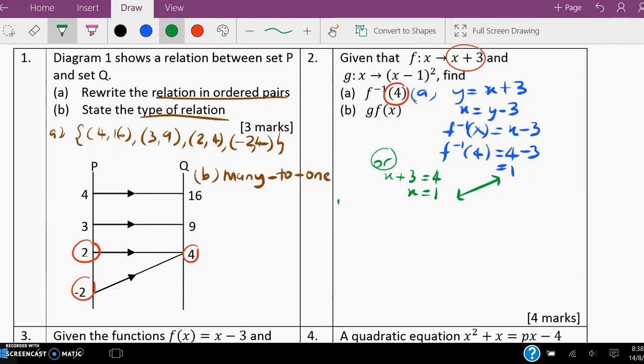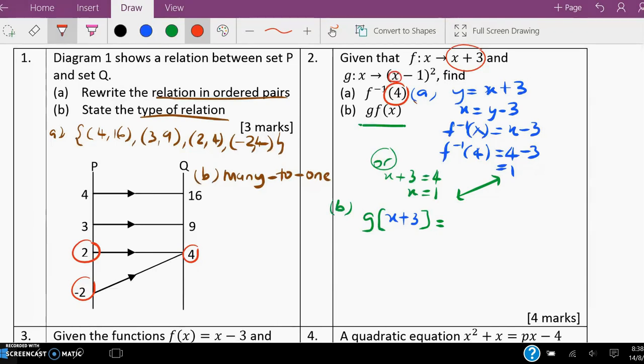Okay, question B, gf(x), another composite. See, gf(x) means f first insert into g. So f is x plus 3. Okay. We insert into g. So where do we insert it? You are supposed to insert in x.